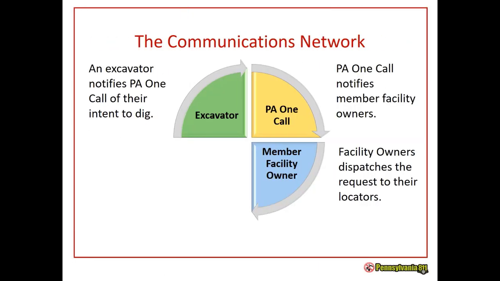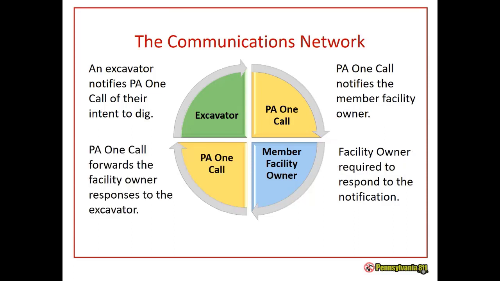The facility owner then dispatches that request to their locators in that area. Once the locators finish the job, go out, and either clear the site or mark the site, they're required to respond back to that notification, whether they've cleared or field marked. Once that happens, the one call center then forwards that data to the excavator the morning of the start date. So whether the company says I'm clear, no facilities, or field marked, that person will get that information.